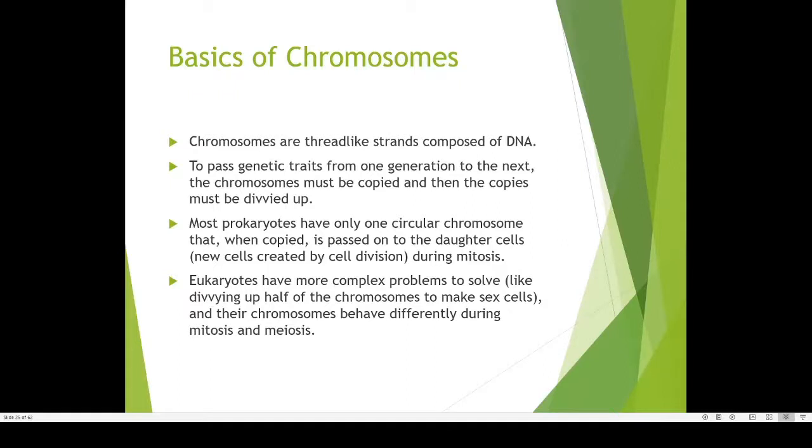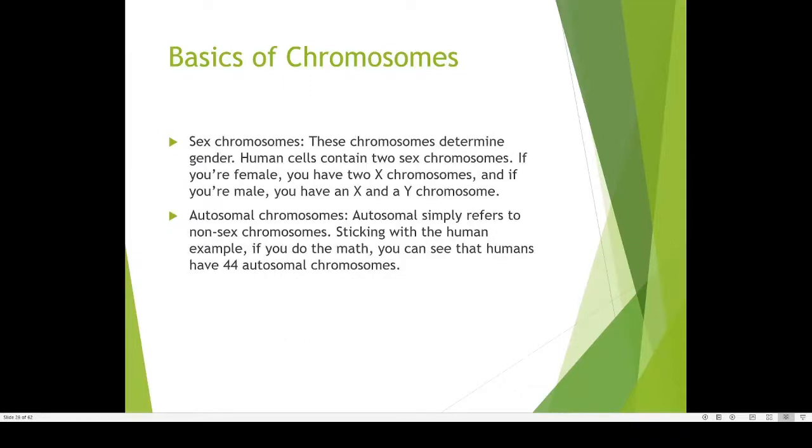Eukaryotes have more complex problems to solve, like divvying up half of the chromosomes to make sex cells. And their chromosomes behave differently during mitosis and meiosis. So sex chromosomes determine the gender. Human cells contain 2 sex chromosomes. If you're a female, you have 2 X chromosomes, and if you're male, you have 1 X and 1 Y.